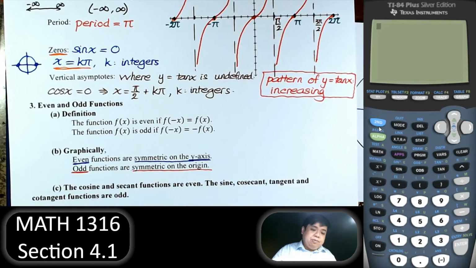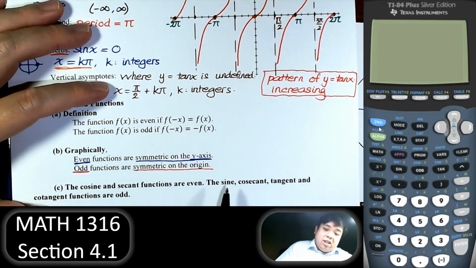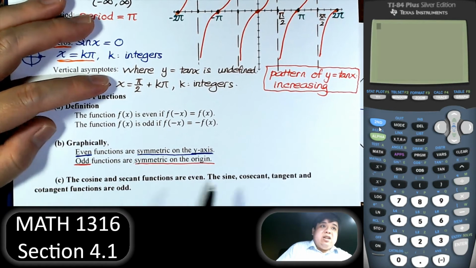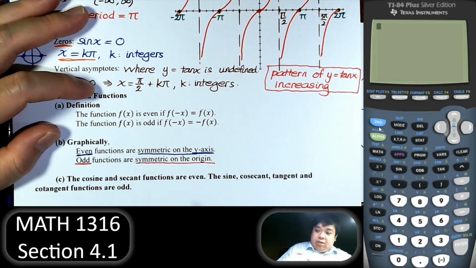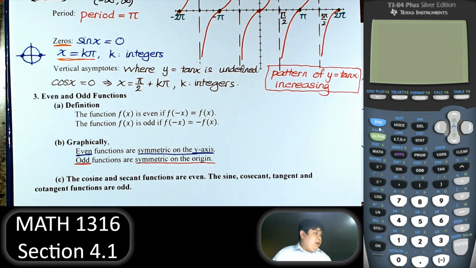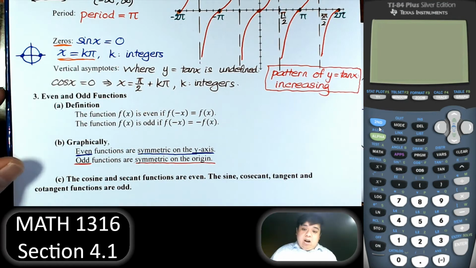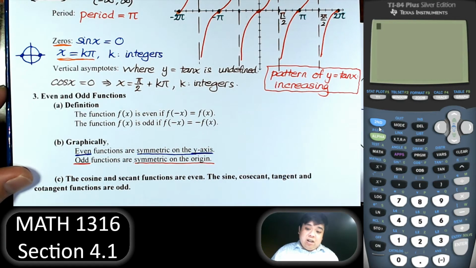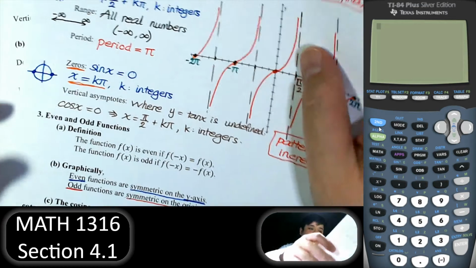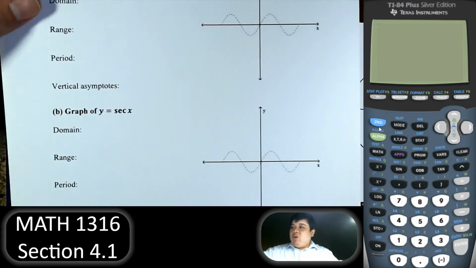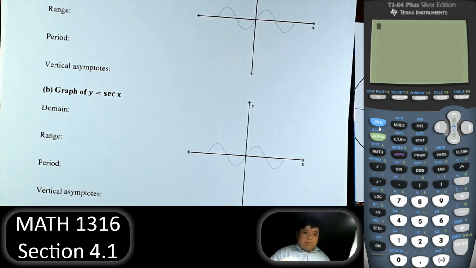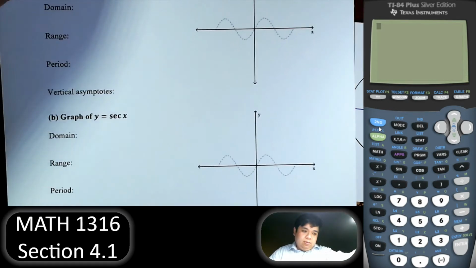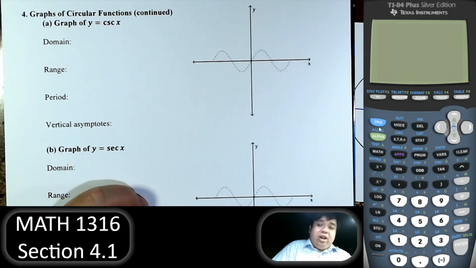So in this case, sine, cosecant, tangent, and cotangent are odd. Cosine and secant are even. Everything else is odd. Right. Now we focus on the graph of cosecant of x.